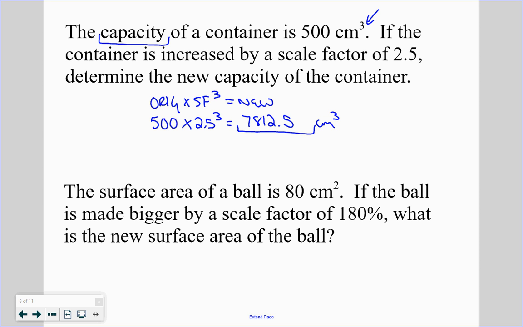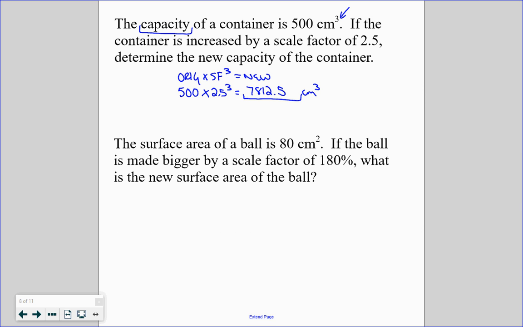Okay? So the surface area of a ball is 80 square centimeters. If the ball is made bigger by a scale factor of 180%, what is the new surface area of the ball? So again, look at your units or look at the words. So when you see centimeters squared, or if you see the words area or surface area, the formula we use is original times scale factor squared, because again, squared has to match the squared. So my original is 80.